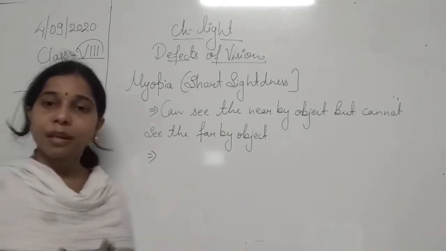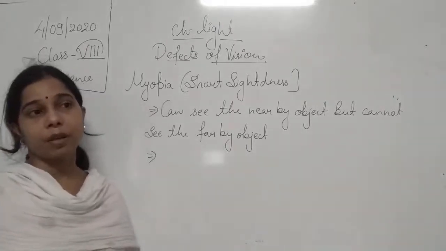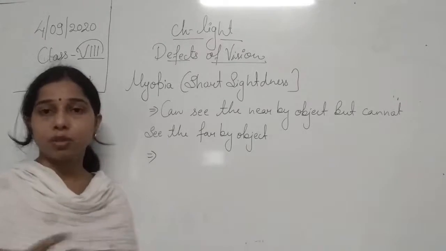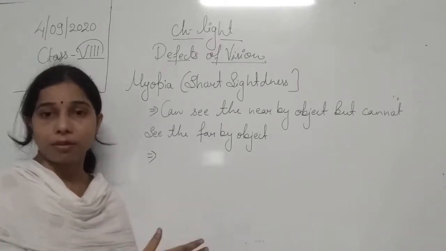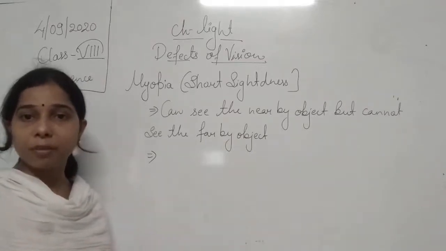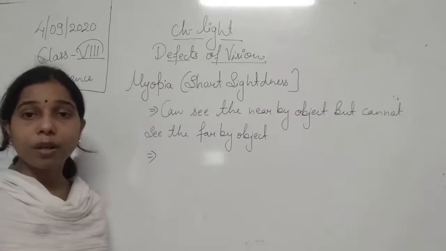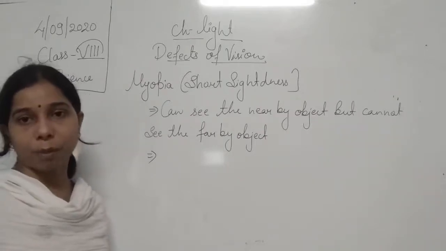Okay, so it is the lens only, students, which decides which light should come, it means where the light should focus. It means it should focus on the light which is coming from the nearby object, or it should focus on the light which is coming from the far by object.